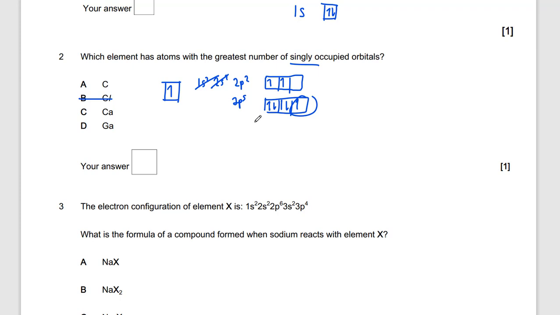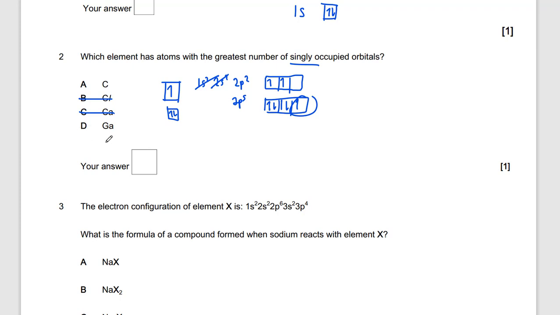Again, if you go all the way through, you'll end up at 4s2, which is its outermost occupied orbital. Okay, again, it's a bit of a trick. It's a bit of a time waster. You don't have to draw the whole thing out. Calcium's 4s2 is the outermost orbital. This one's easy. 4s2 is completely full, so there are no singly occupied orbitals in calcium.